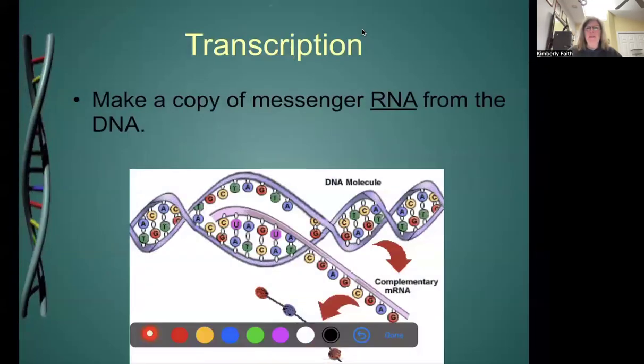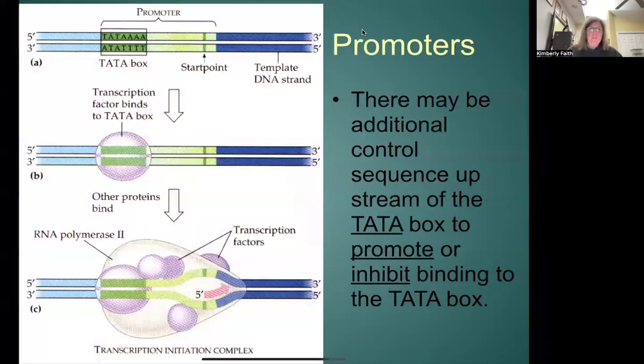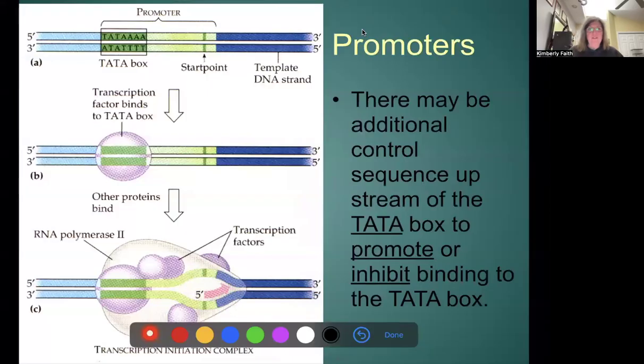When we make a copy of messenger RNA from DNA, that's what we call transcription. The first thing we need is the TATA box, which is really important. This being the gene that we want, the template strand is the one we're going to base pair with and read for our protein. First of all, our transcription factor binds to the TATA box.